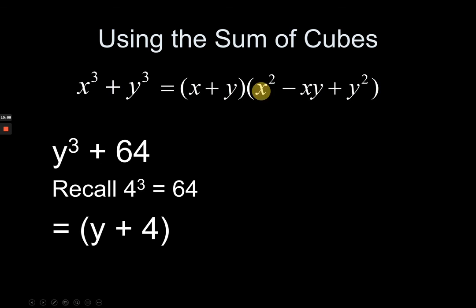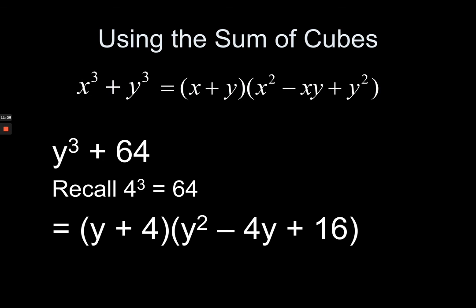Next, this is y squared. And then the xy, this is your x, and then this is your 4. So you have 4 times y is 4y, but it's actually a minus, so minus 4y. And the last part is the square of the cube root of 64, which is 4. 4 times 4 is 16, so plus 16. And that's how you factor sum of cubes.